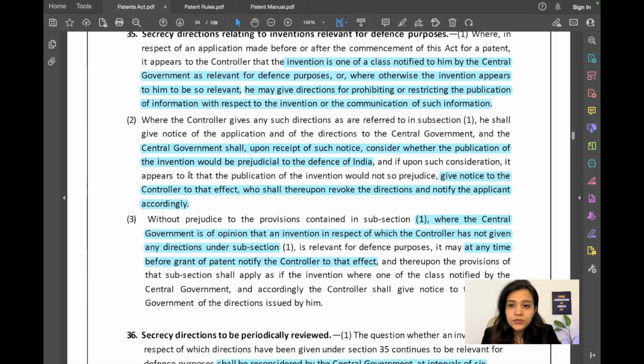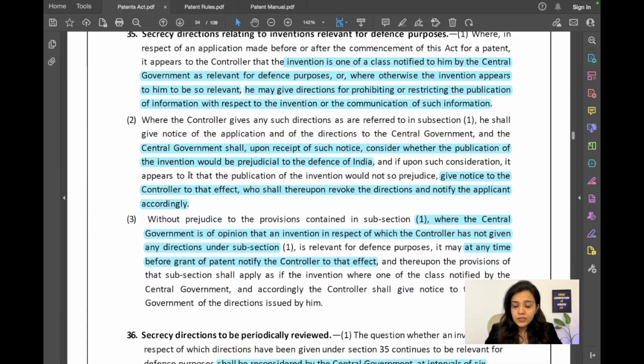Let's go through subsection 2, where the controller gives any such directions as referred to in subsection 1. He shall give notice of the application and of the direction to the central government. The central government shall, upon receipt of that notice, consider whether publication of the invention would be prejudicial to the defense of India or not. If upon such consideration it appears to it that publication of the invention would not so prejudice, it gives notice to the controller to that effect, who shall thereupon revoke the direction and notify the applicant accordingly.